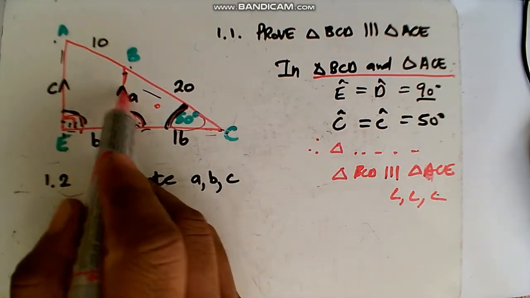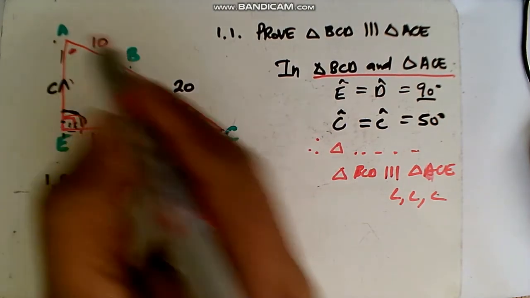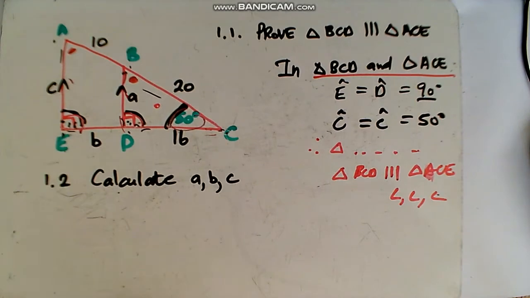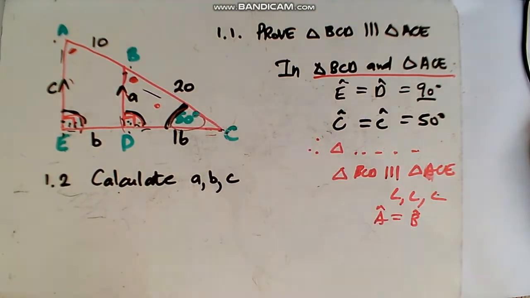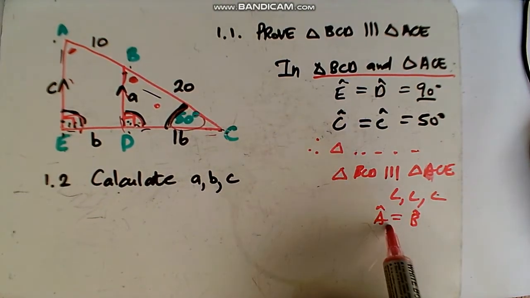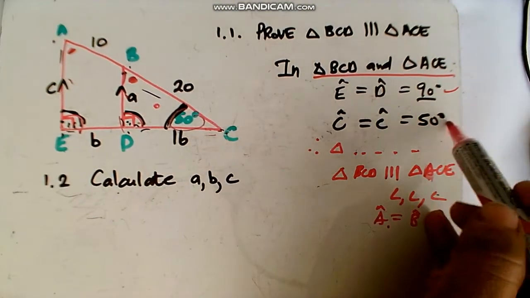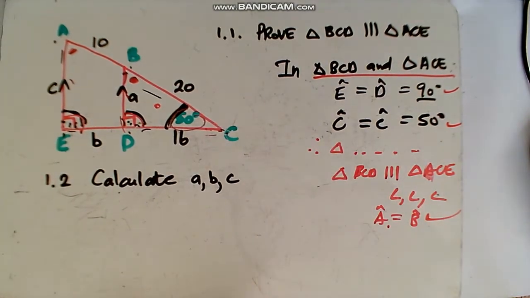Notice that these two lines are parallel, so this angle will also equal that angle. So you could have used that one also. Say angle A is equal to angle B, and that's why it's similar, because now you have three angles: one angle, two angles, and the third angle. Right, so let's calculate A, B, and C.